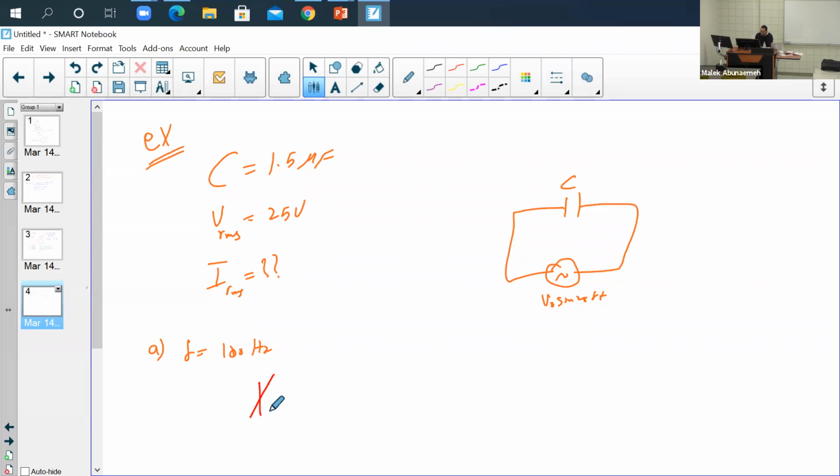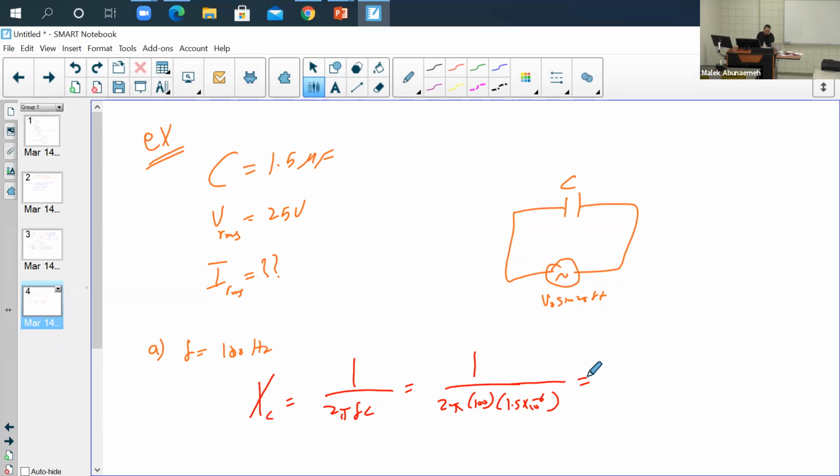That means your capacitive reactance is going to equal 1 over 2 pi f C, which is going to be 1 over 2 pi multiplied by 100 multiplied by your capacitance, which is 1.5 times 10 to the negative 6 farads.